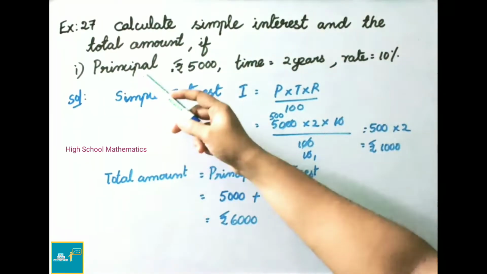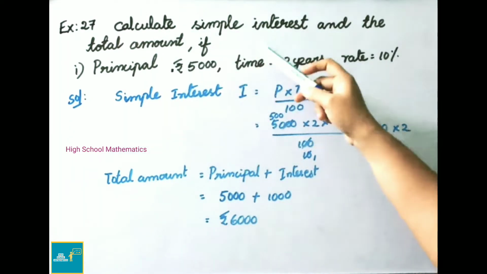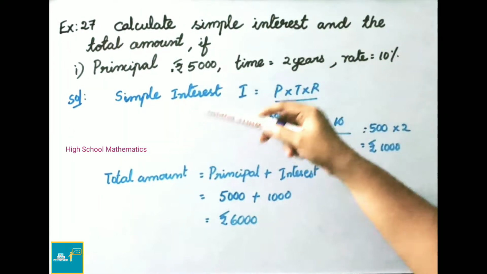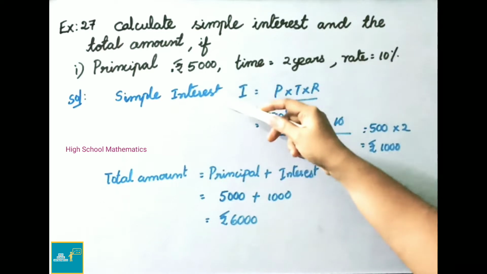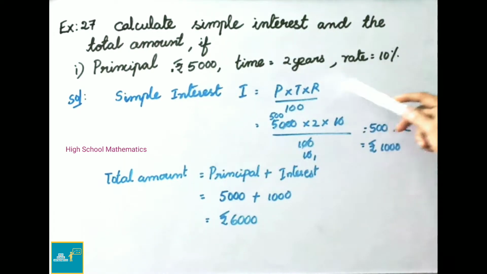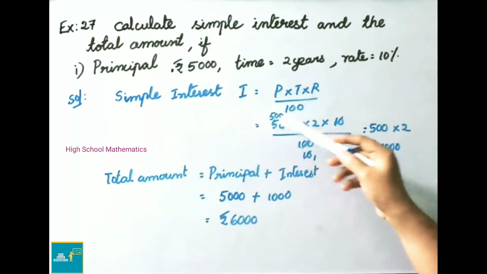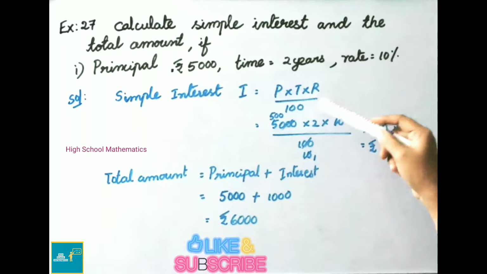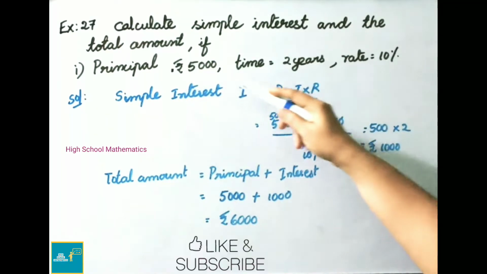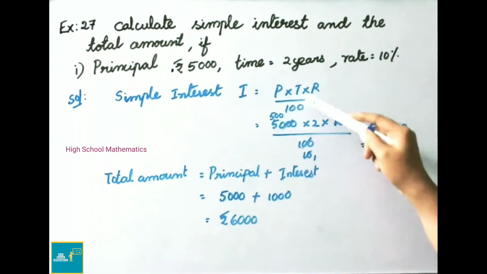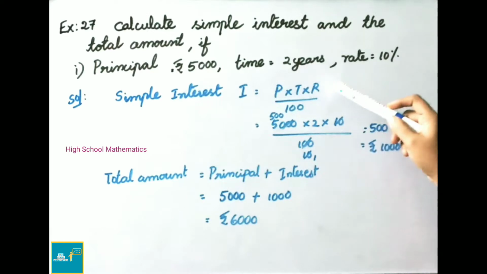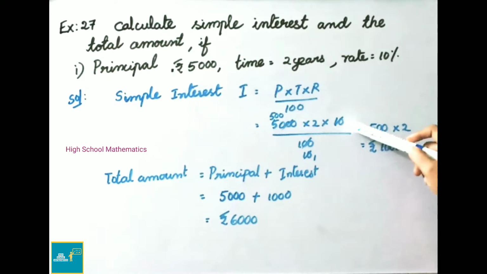See now example 27. Calculate simple interest and the total amount if the principal amount is 5000 rupees, time is 2 years and rate is 10%. Let us see the solution. We know simple interest formula I equals P into T into R by 100. That equals P, the principal amount, 5000, into time 2 years, 2, into rate 10%, so into 10 by 100.